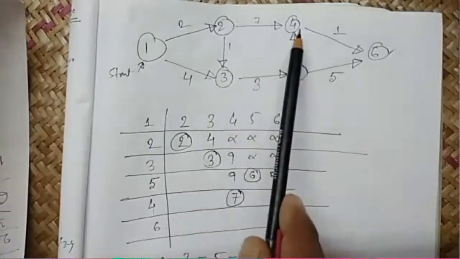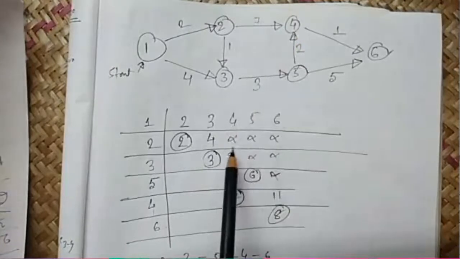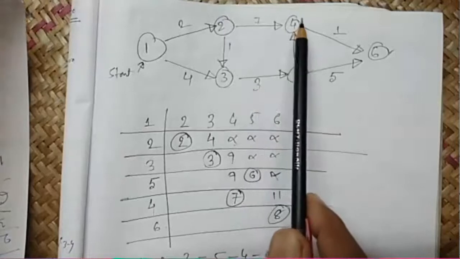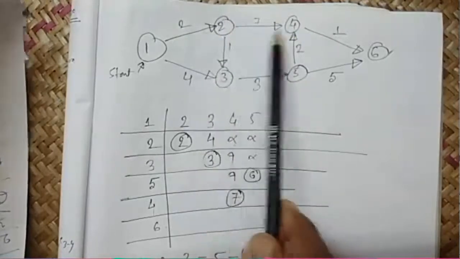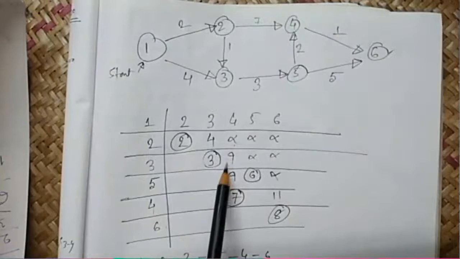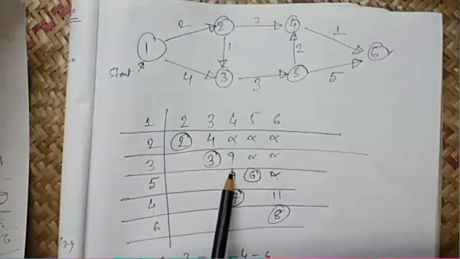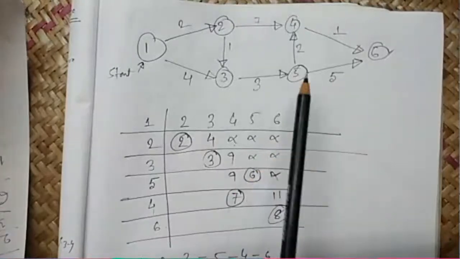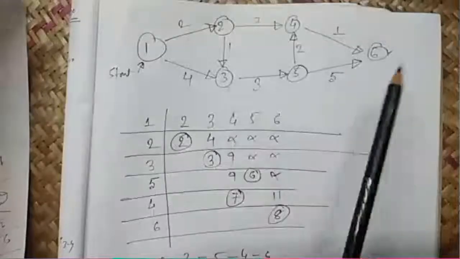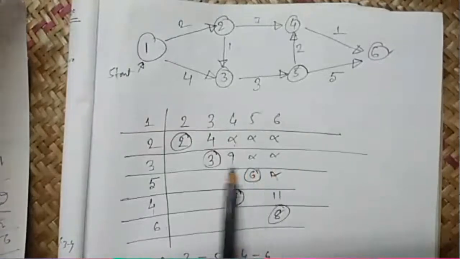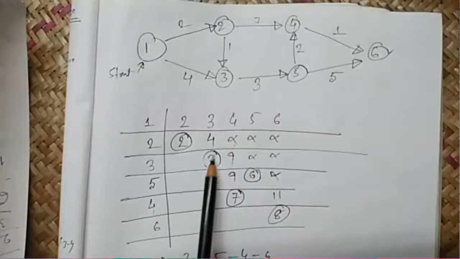And this 4 initially was not connected, at infinity distance or infinity time required. Now this 4 is connected with 2 plus 7, at 9. So that's why 9 is being updated. 9 is lesser than infinity, so 9 is being updated. And the rest of the nodes 5 and 6 are not yet connected, so 5 and 6 are infinity. Now in this row 3 is minimum, so 3 corresponds to node 3, so node 3 is selected.